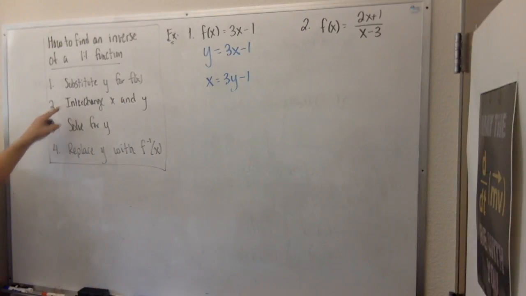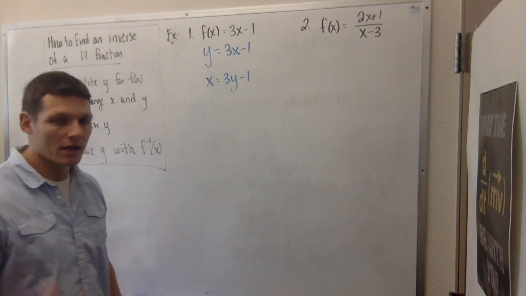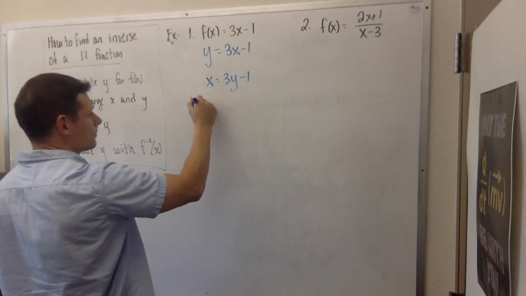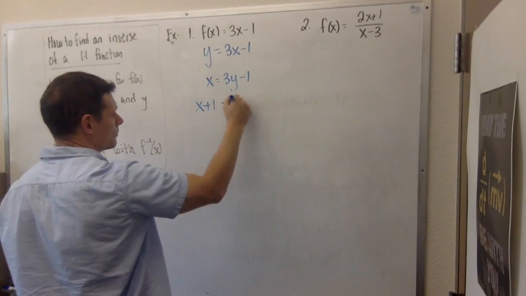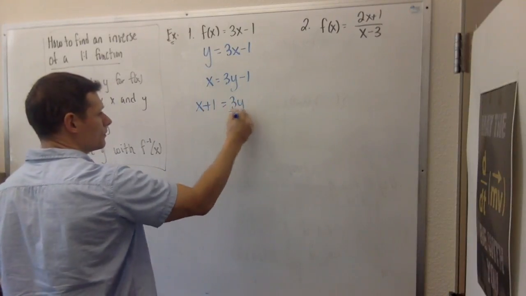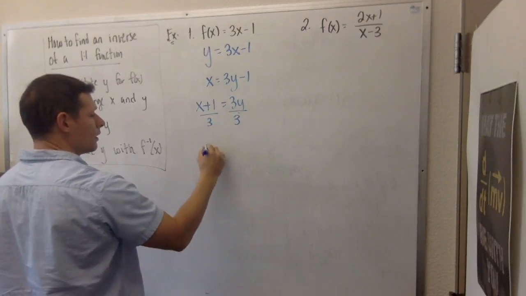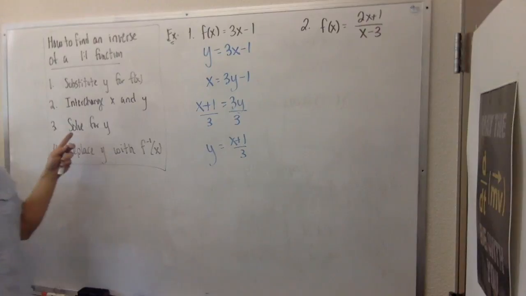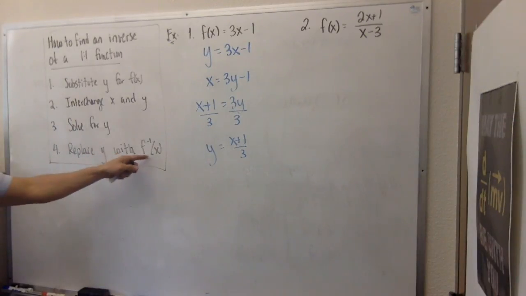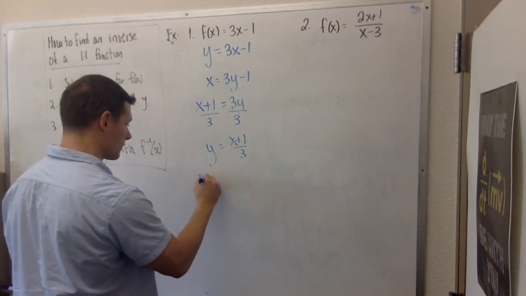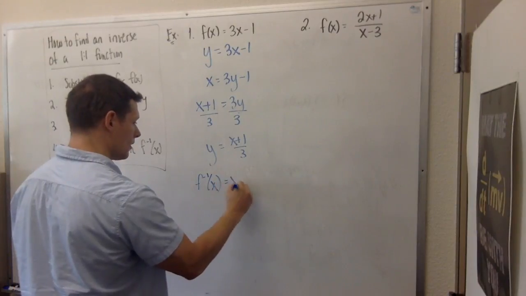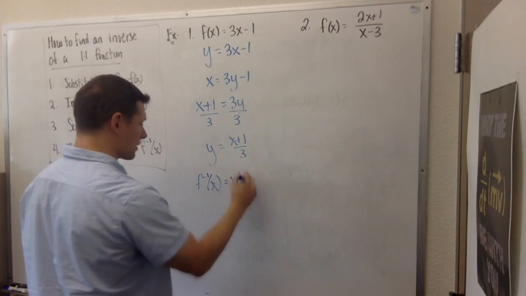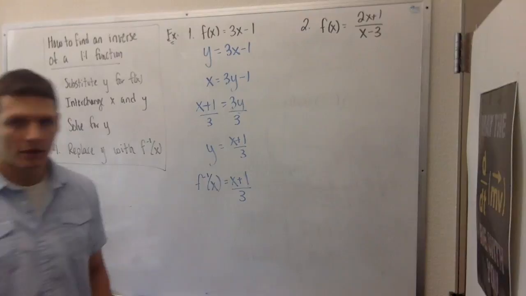Third step is solve for y. Solve for y means isolate y. Well, add 1, divide by 3. I get y equals x plus 1 over 3. And then the last step is, where we see y, replace it with f inverse of x. So going through this process allows us to find the inverse quite quickly.